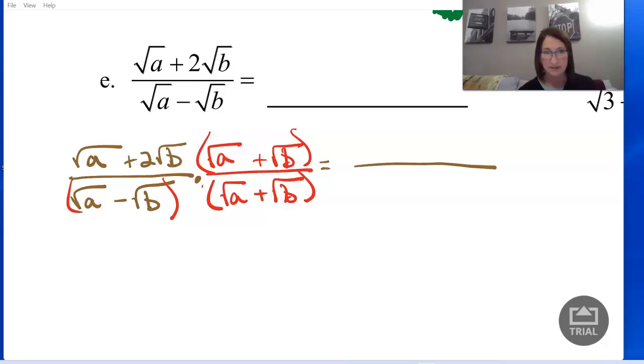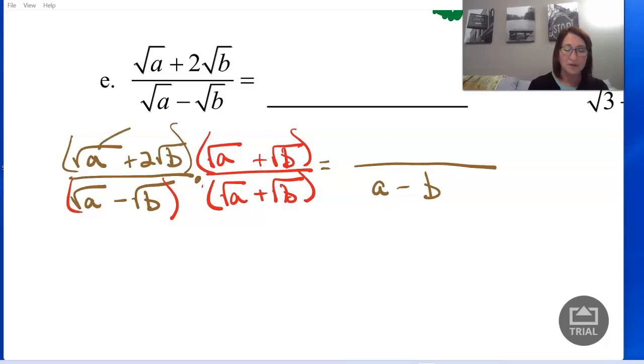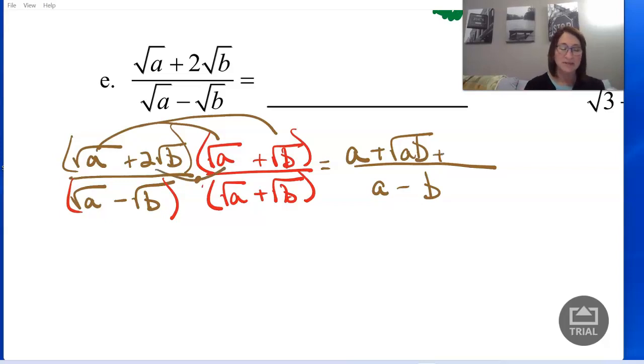All right, let's go to that denominator. You should be getting used to this. This is the difference of two squares, so it's going to be A minus B. That's the bottom. Now for the top, I need to distribute. Square root of A times square root of A is just A. Then I get plus the square root of AB. Now I've got plus 2 square roots of AB and plus 2B.